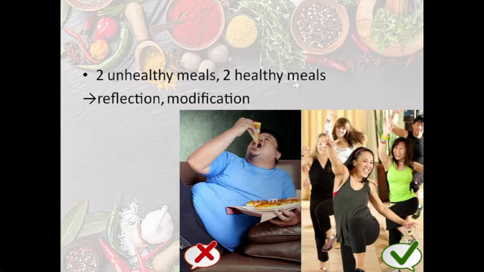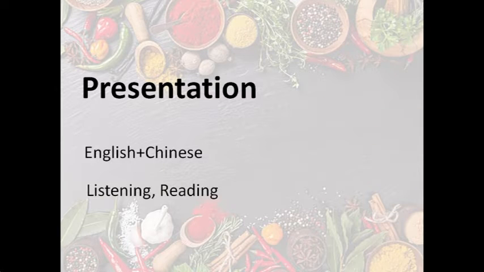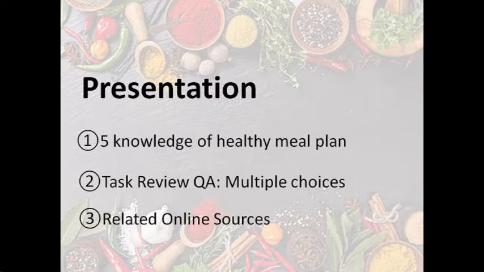These will all be important facts that can help you modify your original eating habit into a better and healthy meal plan. And then let's move on to the presentation part, in which English and Chinese will all be used, and it demands listening and reading skills. I will separate my presentation into 3 parts. In the first part, I will introduce 5 fundamental knowledge points that you have to acquire to design a healthy meal plan. And the second part will be a task review related to the first part of the presentation. And in the third part, I will post some related online sources associated with our lesson.